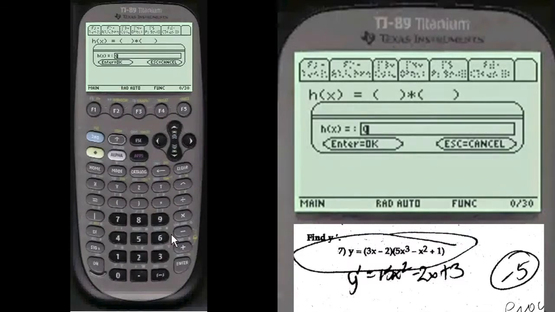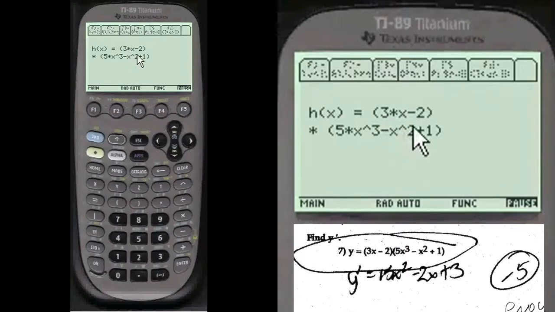So we put the left parentheses in there, and we put 3 times x minus 2, close off the parentheses, put the times sign in there, put the left parentheses of the next function, g of x, which is 5 times x cubed minus x squared plus 1. Close off the parentheses.